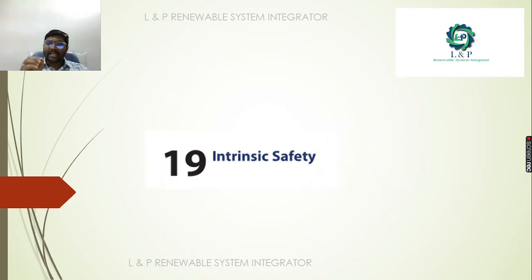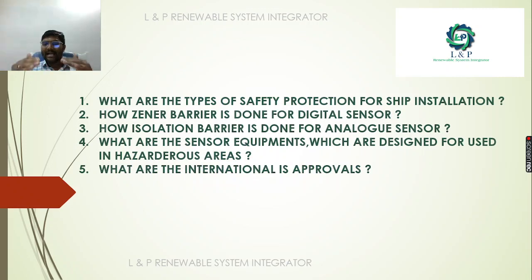So in part 19 we are going to discuss the intrinsic safety features. At the end of the session we will find the answers to the following questions: what are the different types of safety protection for the ship installation, how a Zener barrier is done for digital sensors, how an isolation barrier is done for analog sensors, what sensor equipment is designed for use in hazardous areas, and what are the international standard approvals.